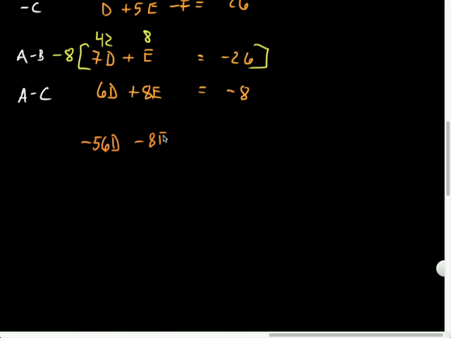minus 8e equals, let's see, it's going to be positive. 8 times 6 is 48. 8 times 2 is 16. So is that going to be 208? Oh, nice. We got it. Add them up. 6d negative 56d is negative 50d. The 8 e's cancel out. Hooray! Equals 200. Guys, I think we're going to find our first variable.